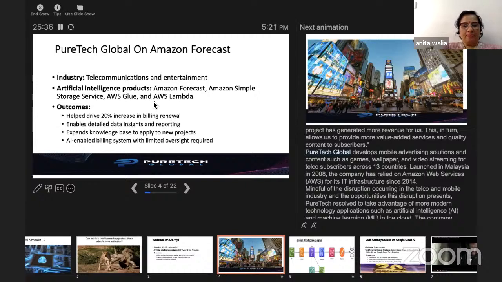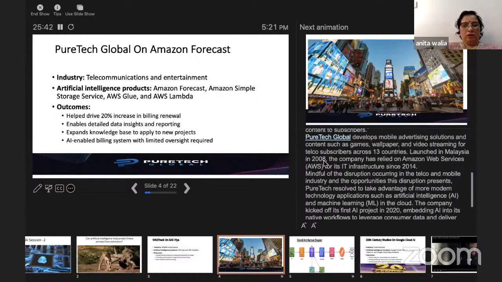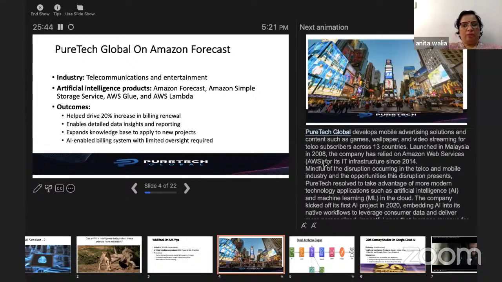In the 13 countries, for example, when they launched in Malaysia in 2008, the company also realized, you all know that Netflix is also on Amazon Web Services, their entire content. So this company in Malaysia in 2008 also used Amazon Web Services for its IT infrastructure.